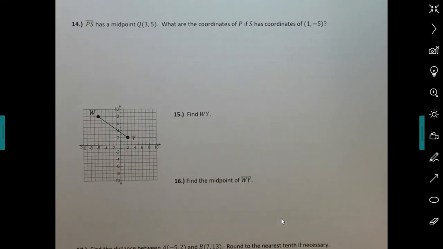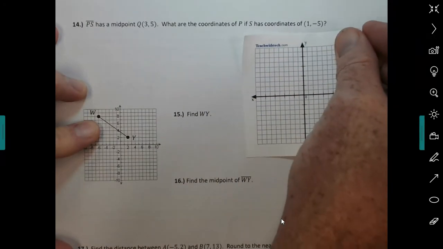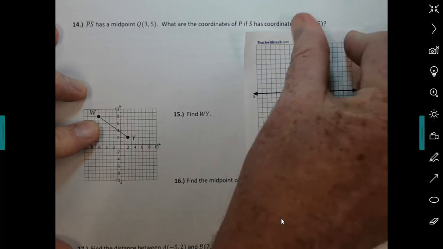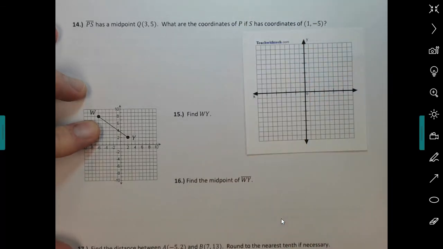All right, guys, here comes page 3. This first one is actually a decently difficult problem. Segment PS has a midpoint Q, so they've already given us the midpoint. What are the coordinates of P if S has coordinates of 1, -5? I highly recommend turning this into a visual problem. It can be done algebraically, it's just not as easy.